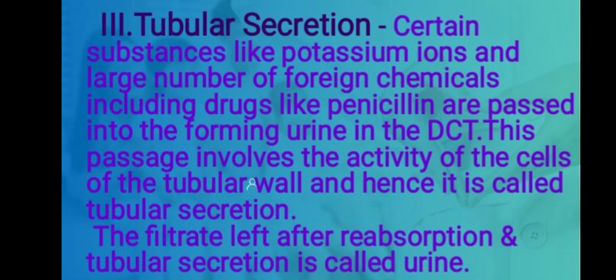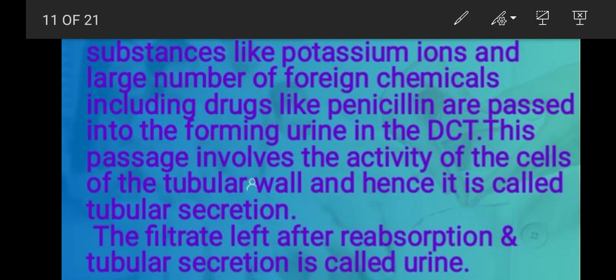Tubular secretion. Certain substances like potassium ions and a large number of foreign chemicals including drugs like penicillin are passed into the forming urine in the DCT. This passage involves the activity of the cells of the tubular wall and hence it is called tubular secretion. Filtrate after reabsorption and tubular secretion is called urine.